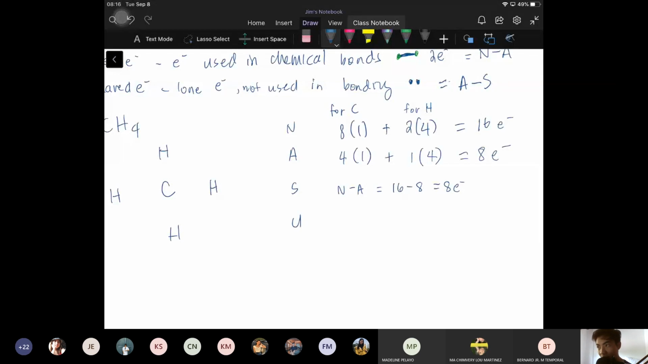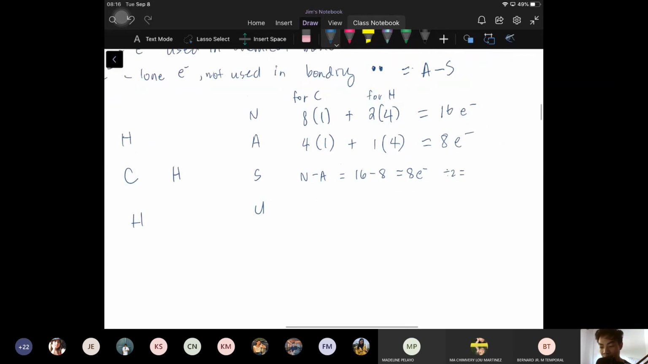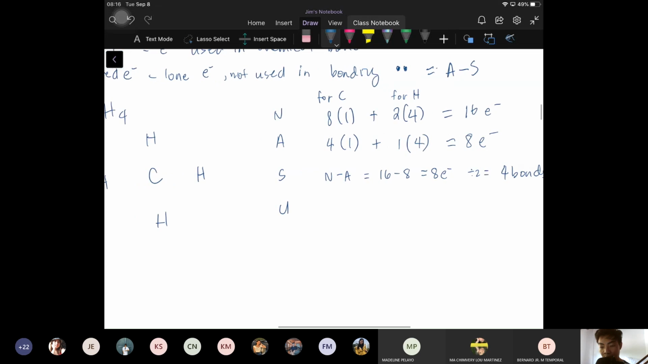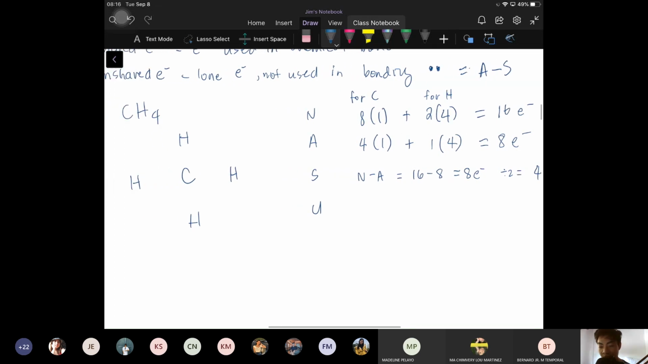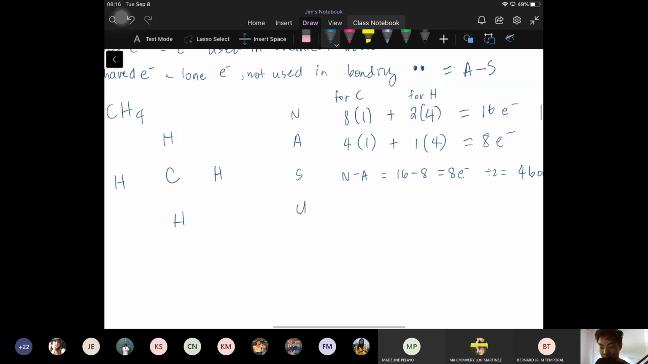Question. Ilang chemical bonds ang kaya with 8 electrons? So, ano uli ginagawa? You just divide it by 2. That will give you 4 bonds. Bakit divide sa 2? Kasi, yung 2 electrons, they will make 1 bond. So, that means 8 electrons can form 4 bonds. With the idea on S, pwede na tayo gumawa ng bonds. So, 1 bond, 2 bond, 3 bond, 4 bond. Ayan, so it seems na tapos na tayo.